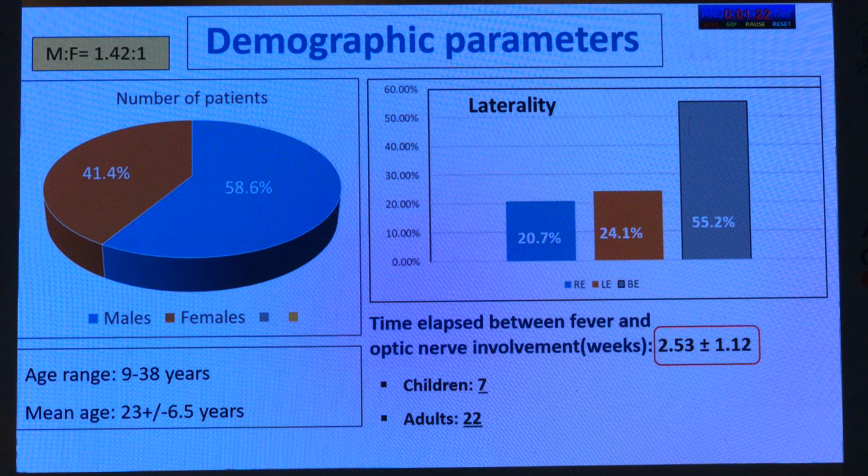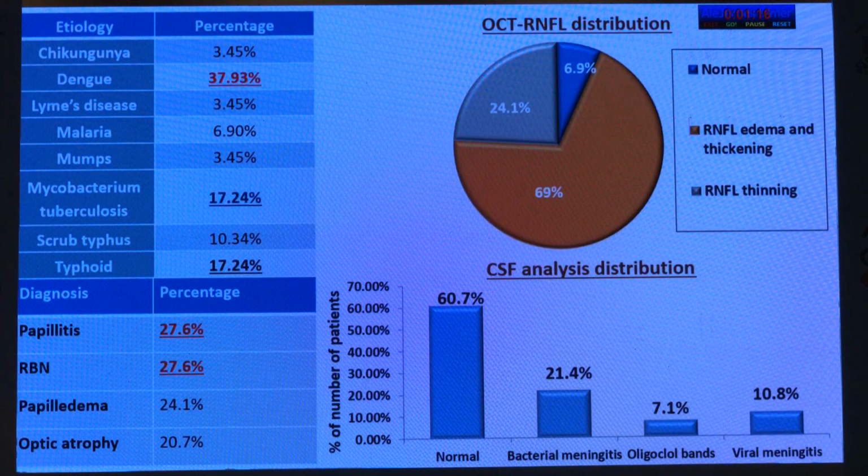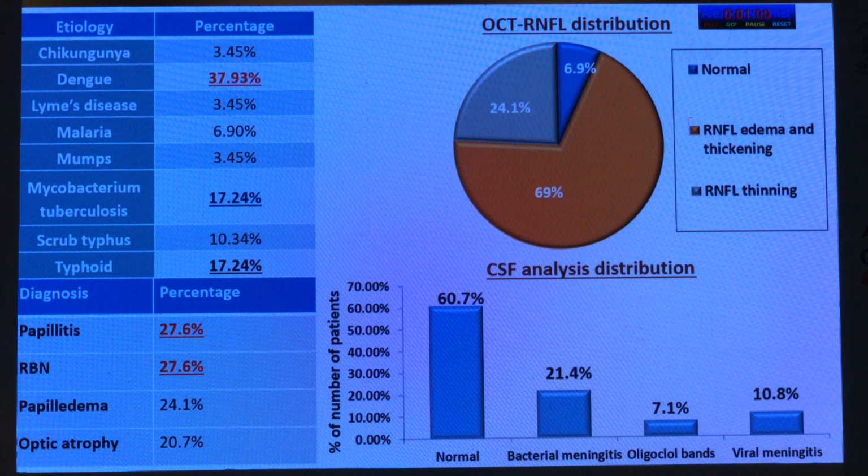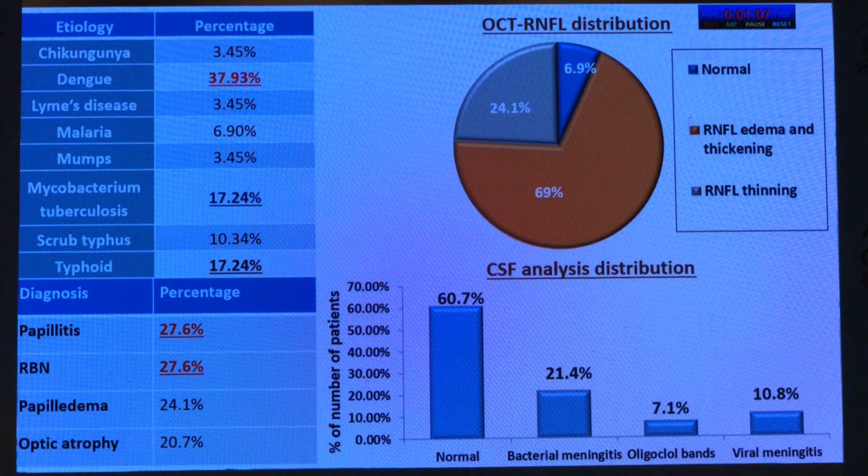And the mean time which elapsed between the fever and optic nerve involvement was found to be 2.53 plus minus 1.12 weeks. The most common etiology was dengue followed by Mycobacterium tuberculosis and typhoid. And in the fundus findings, papillitis and retrobulbar neuritis were more common. We did the OCT RNFL where RNFL edema and thickening was more common followed by RNFL thinning.